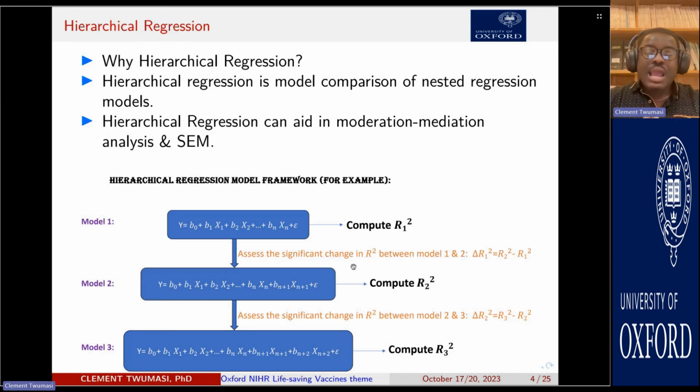So this is to say that hierarchical regression is useful for assessing individual contributions of predictors in your model in a stepwise fashion, and it also helps us to identify potential moderator or mediating variables.